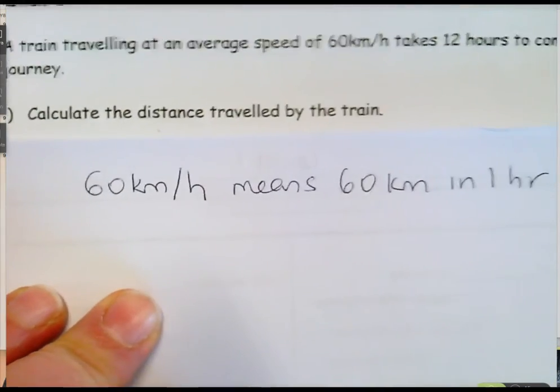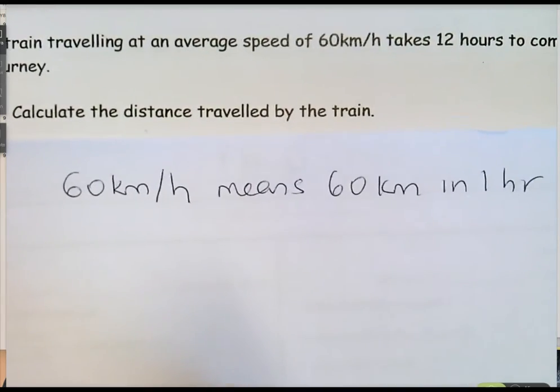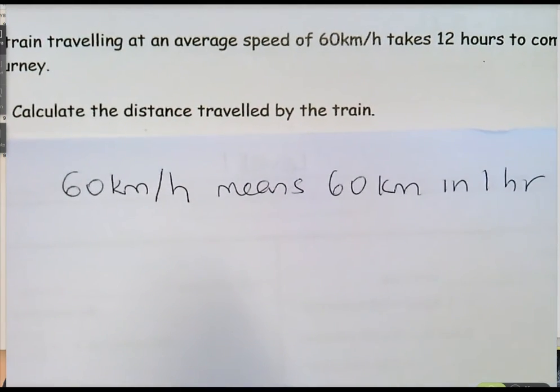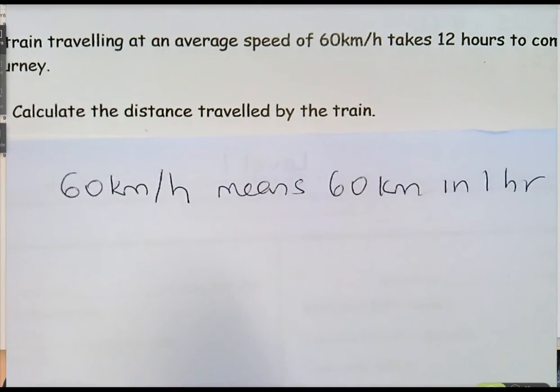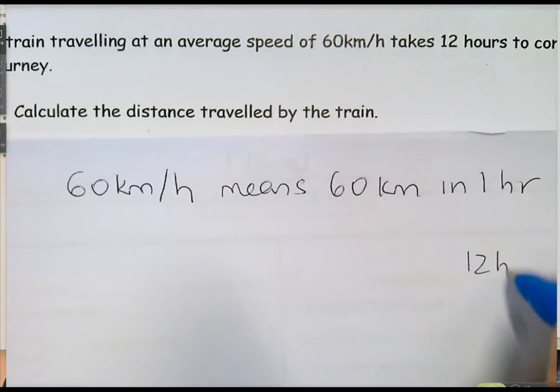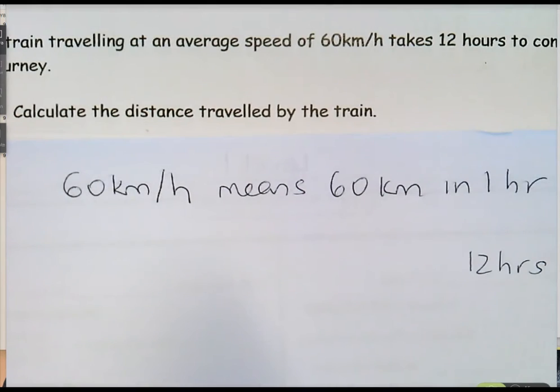All right. This train travels at a speed of 60 kilometres per hour and it travels for 12 hours. So in every 1 hour, it travels 60 kilometres. How far do you think it's going to travel in 12 hours? Do you think it's going to be a long way? If in 1 hour, it travels 60 kilometres. How far is it going to travel in 12 hours? What about 10 hours? How far would it travel, do you think?